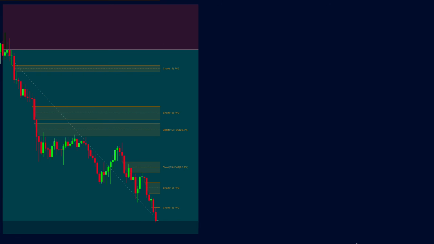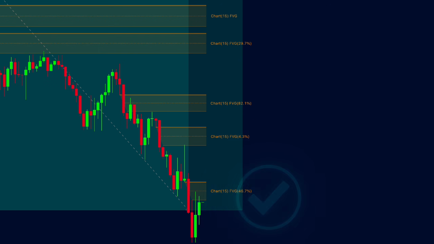This indicator doesn't tell you what price will do. It shows you where the market previously moved inefficiently and where liquidity might still need to rebalance.